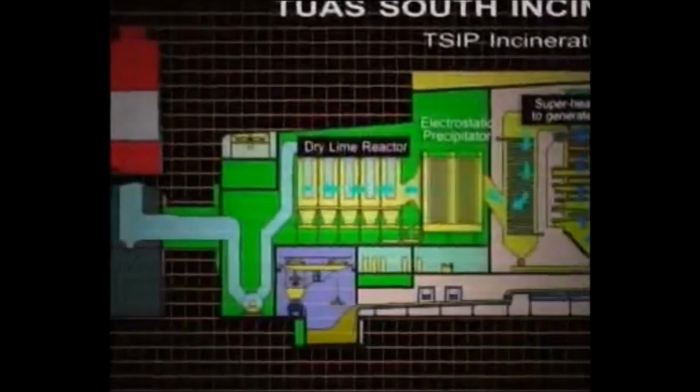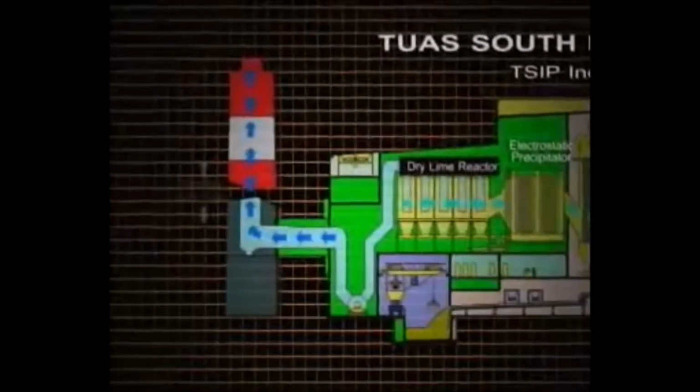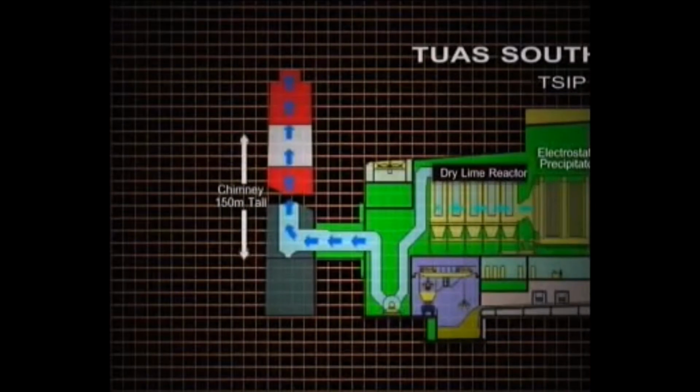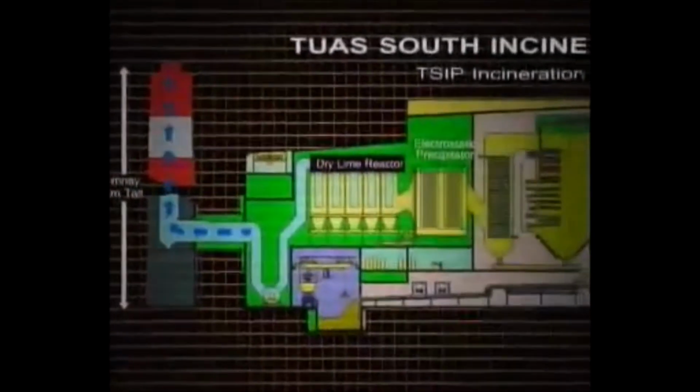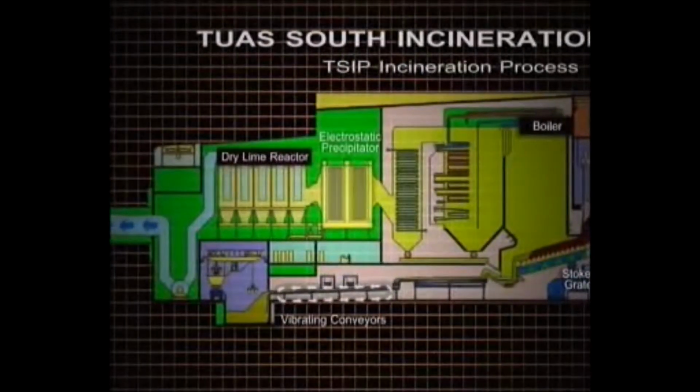The flue gas is finally discharged to the atmosphere via chimneys that are 150 meters tall. The ash or residue from the furnace is transported to the ash pit via vibrating conveyors. Ferrous metals are picked up from the ash by overhead electromagnetic separators and sold as scrap.